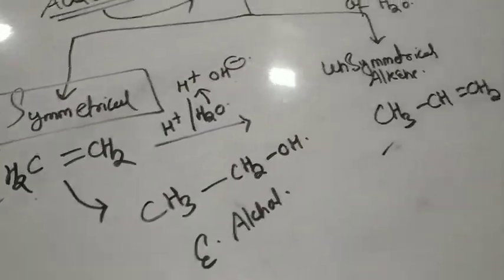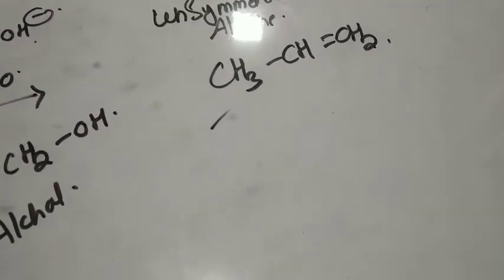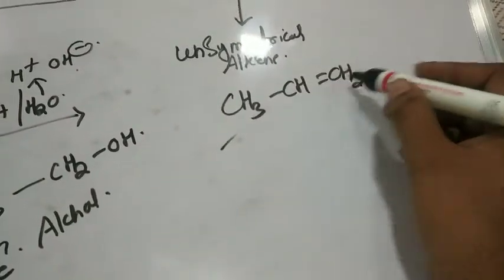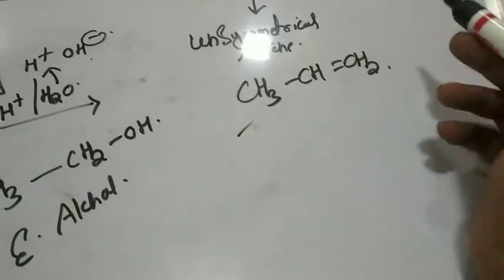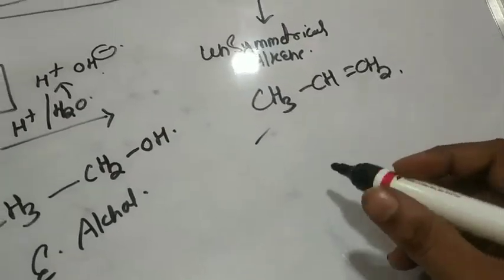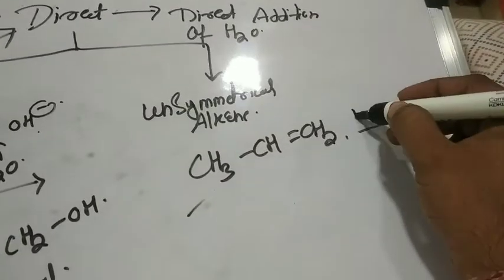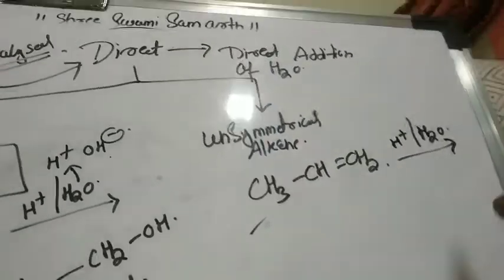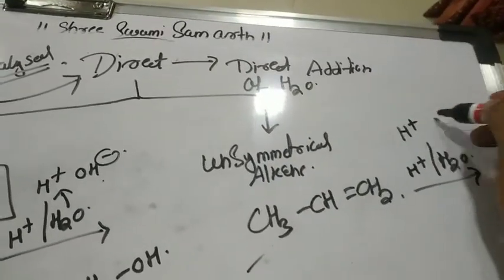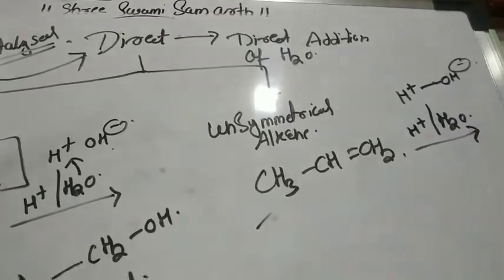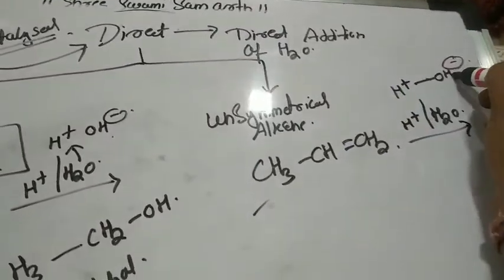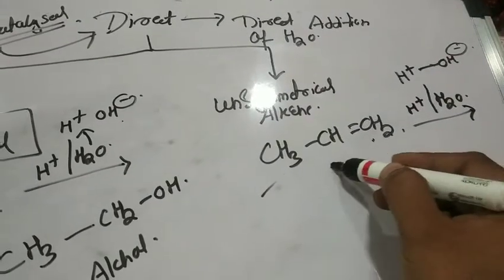But now comes the unsymmetrical alkene. यहाँ पे total number of hydrogen match नहीं हो रहे, right? Now where will the addition take place? The condition is again same, H+ H2O, मतलब डायरेक्ट ही एडिशन होने वाला है. यहाँ पे भी H+ and OH- का डायरेक्ट एडिशन होने वाला है. But here the nucleophile will get added where? To this carbon or to this carbon?